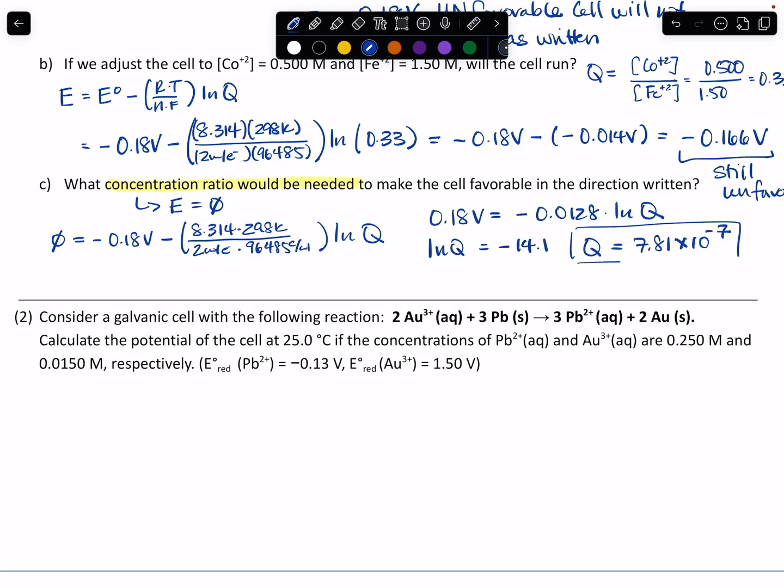That is small. But what that tells me is we need lots and lots of reactants compared to products. So we need very little of our cobalt ion in our beaker, and we need a whole bunch of the iron ion in the other beaker. And that's going to provide enough pressure, relatively speaking, to push that reaction past that unfavorable cell potential under standard conditions. So you need lots of reactants for this to go.